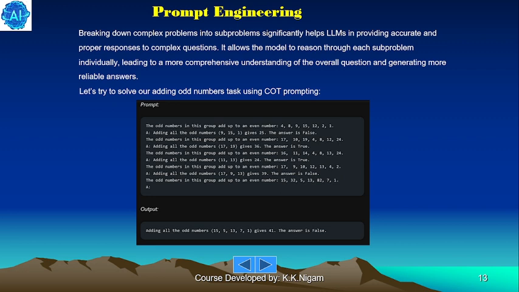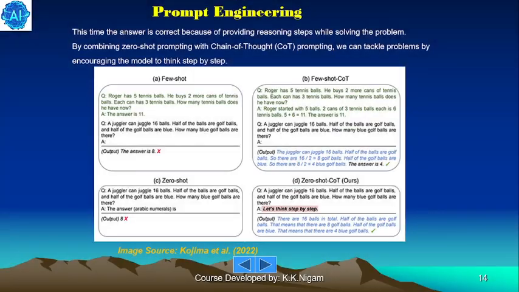Breaking down complex problems into sub-problems significantly helps LLMs in providing accurate and proper responses to complex questions. It allows the model to reason through each sub-problem individually, leading to a more comprehensive understanding of the overall question and generating more reliable answers. Let's try to solve our adding odd numbers task using COT, that is chain of thought prompting. You can give some numbers as mentioned in this example and then see the result. This time the answer is correct because of providing reasoning steps while solving the problem.